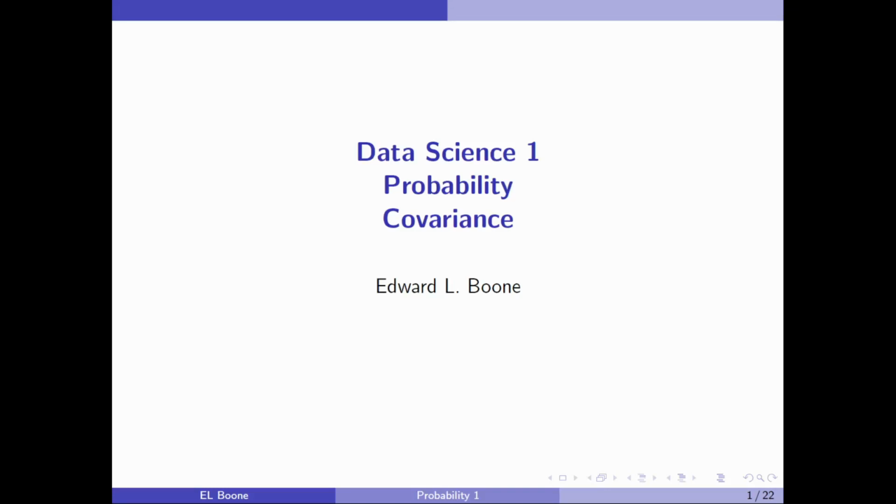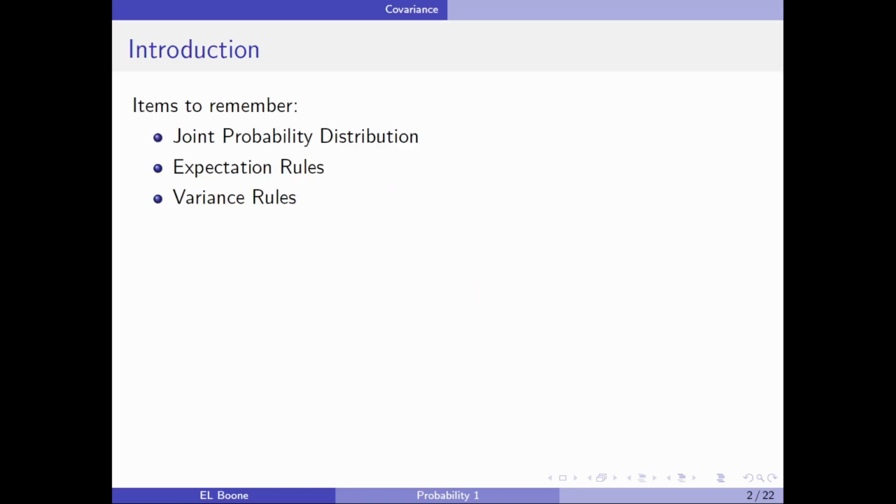Welcome to Data Science 1, Probability, Covariance. Things we're going to need to remember: we're going to need to know what a joint probability distribution is. We're going to have to remember the expectation rules and the variance rules, but you'll see how this all works out.